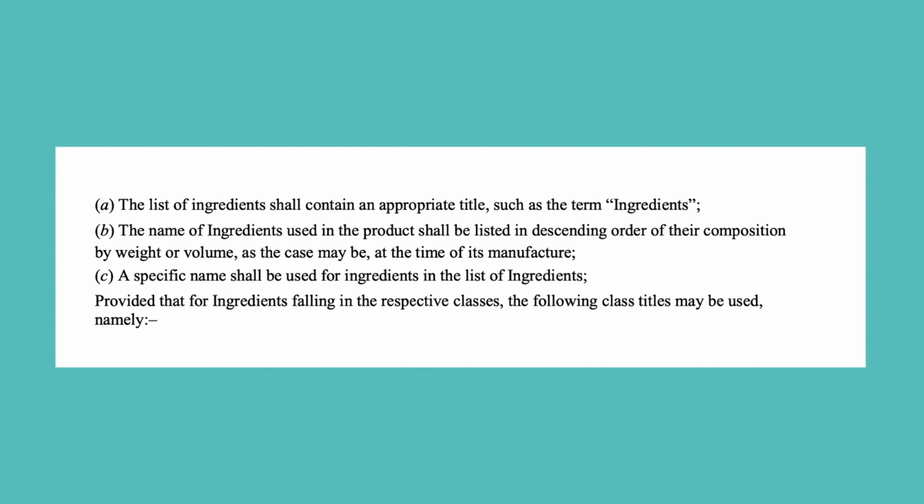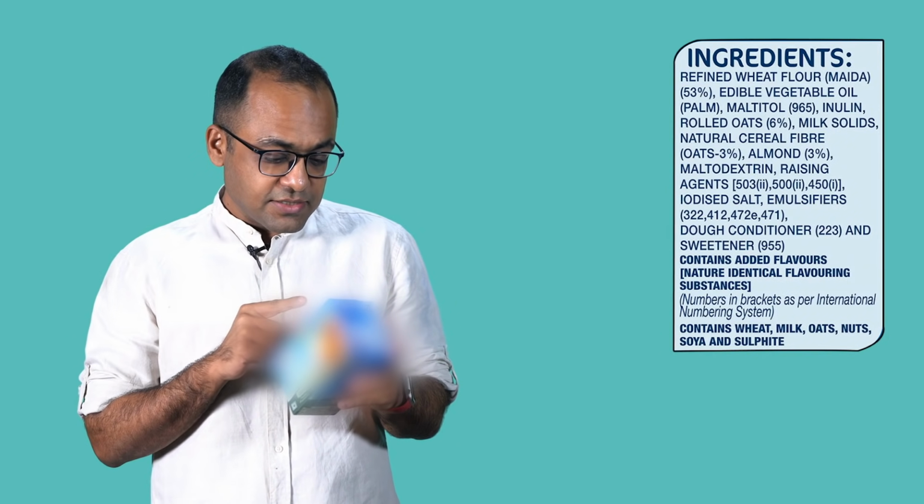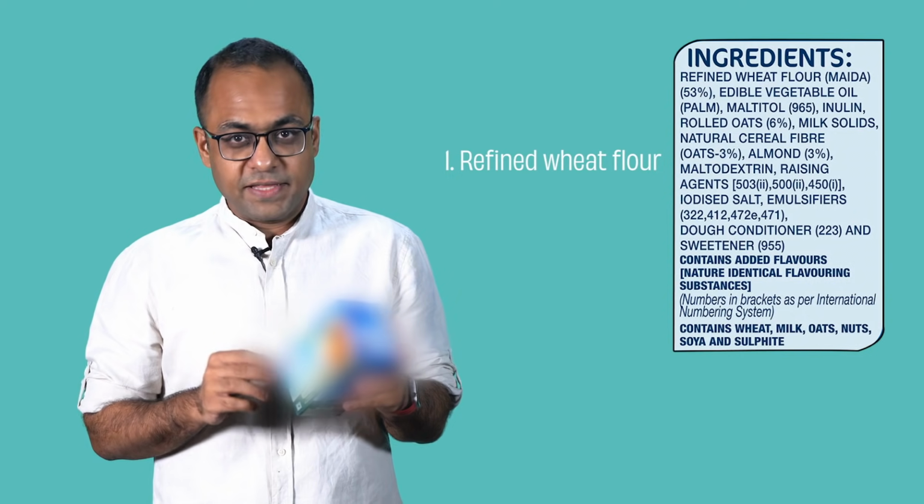Did you know that FSSAI mandates that the ingredients on the ingredient list need to be listed in decreasing order of constitution? What that means is that the first ingredient on the list is the largest component by weight in that food. Take this packet of oat cookies for example. The first and hence the biggest ingredient here is refined wheat flour, which is maida.